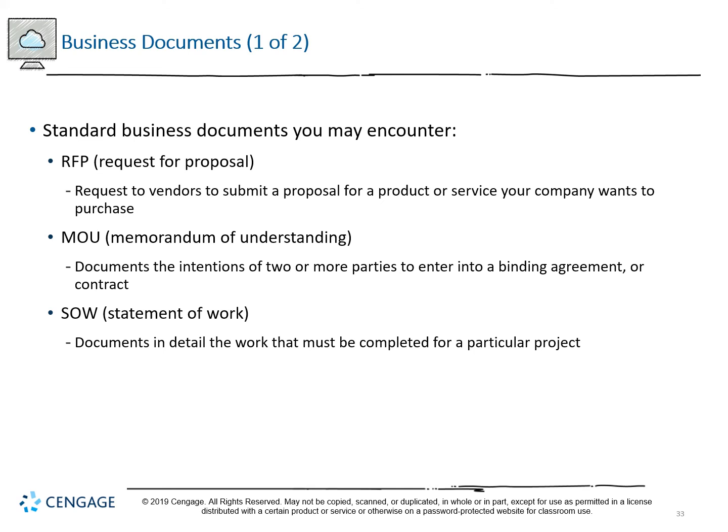Some other documents that we may encounter, a little bit less involved with IT, but definitely things that we'll see in the business world that may be related, would be things like the RFP, the MOU, and the SOW. The RFP, or request for proposal, is where we send a request to vendors to submit a proposal for a product or service we want to purchase. So you'll hear this sometimes referred to as making a bid.